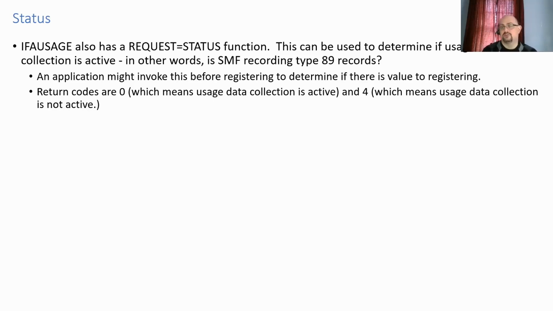And return codes are either 0, which means the usage data collection is active, and therefore there's actually value to registering. Or return code 4, which means usage data collection is not active, that means there's really no value, no matter how much the product calls IFA usage. We're just going to keep giving back return codes saying we can't do your request. Again, optional service, and that's really all it does, is tell you if SMF is recording type 89s.